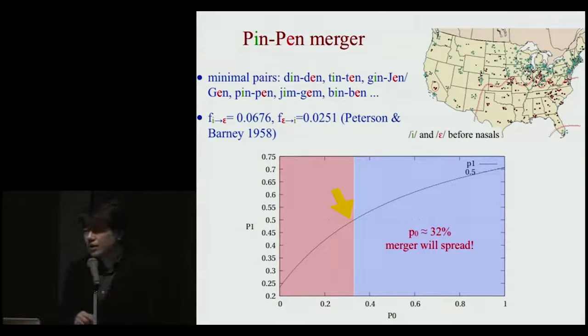We do the same calculation by using different sets of words, different frequencies, and also different measures of vowel confusability. And we get about 32% of speakers that have the merger would trigger this wholesale change.